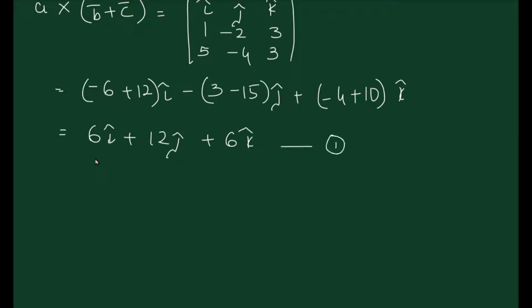Okay. So let us number the statement as 1. Now we also have to find out what is a cross b. So this gives us 6i plus 12j plus 6k.